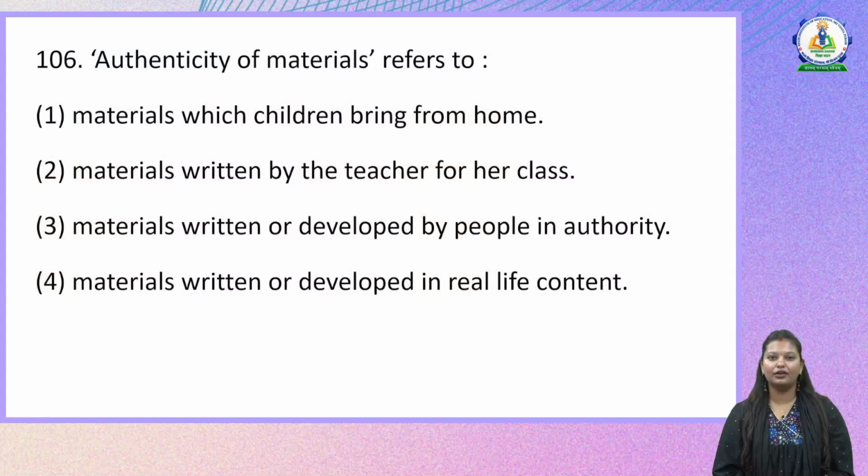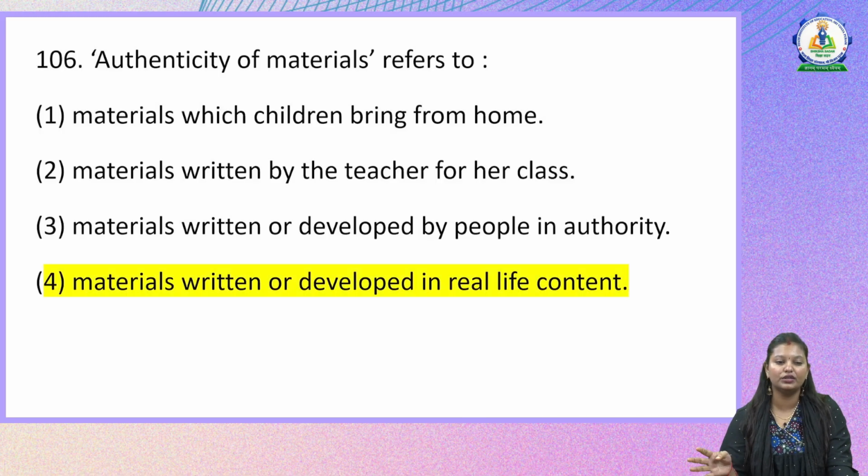The first question that we have in front of us is: authenticity of materials refers to. So whenever we say a particular material is authentic, it refers to what? Option 1, materials which children bring from home. Option 2, materials written by the teacher for her class. Option 3, materials written or developed by people in authority. And option 4, materials written or developed in real life content. So whenever we talk about authenticity of something, it has to be applicable in the real world as well. So the right answer here will be option 4, that is materials written or developed in the real life content, or it should have certain context and applications from the real life. So that is the correct answer here.